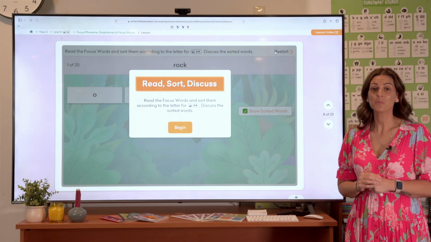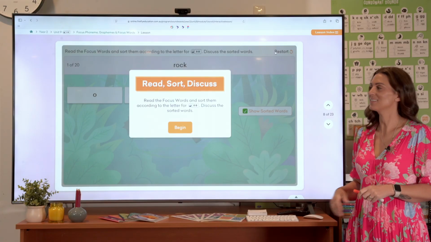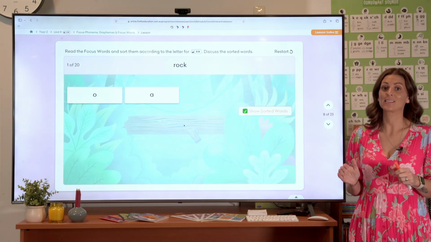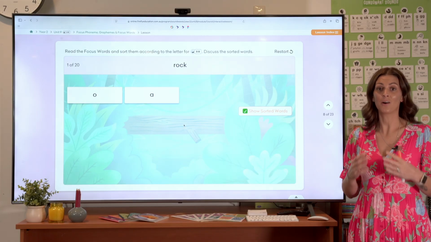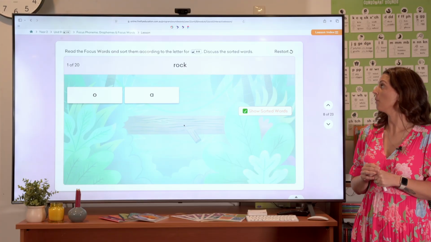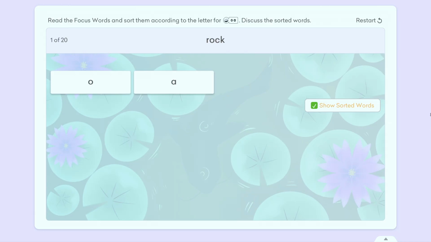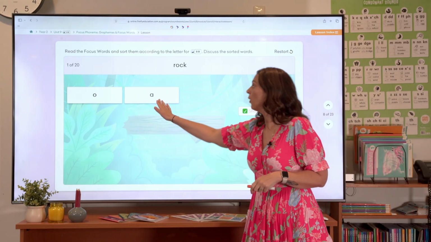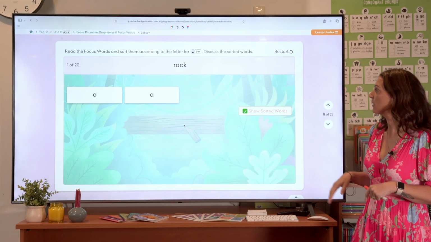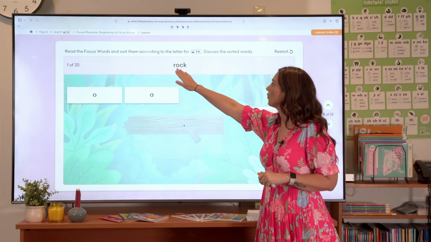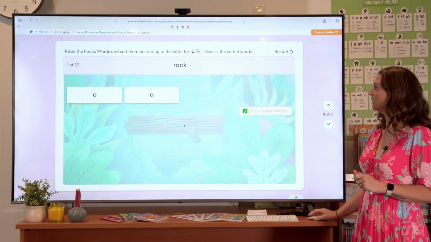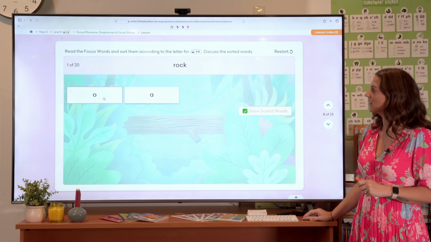All right, so now we're going to move on to our read, sort, and discuss activity. Remembering, when we do our read, sort, and discuss activity, we're going to work together as a whole class, and we're going to sort our words based on grapheme choices to represent our phoneme O. So our choices are either going to be grapheme O or grapheme A. Let's have a look at our first word, R-O-K, rock. What's our grapheme choice here? That's right, it's O.